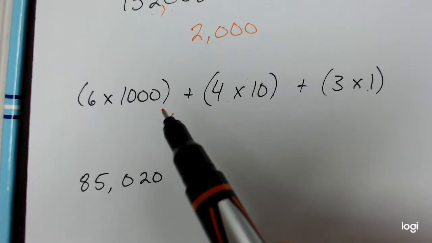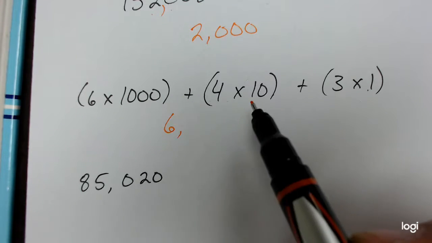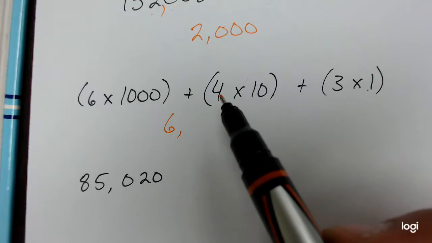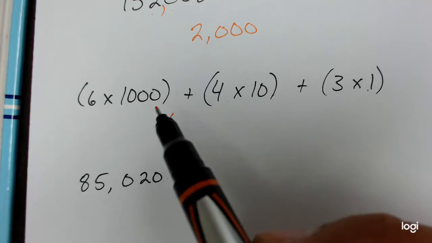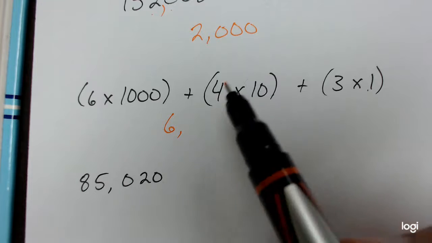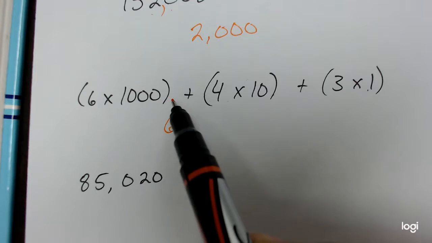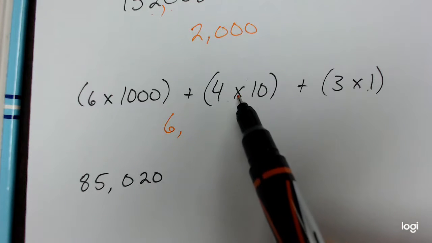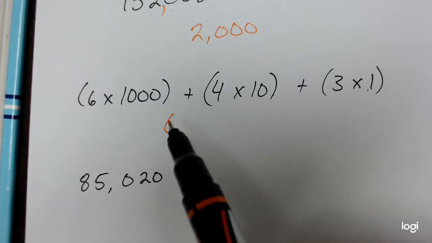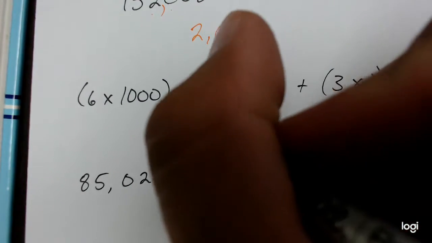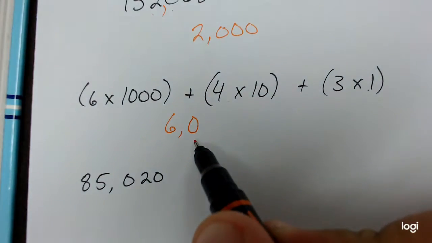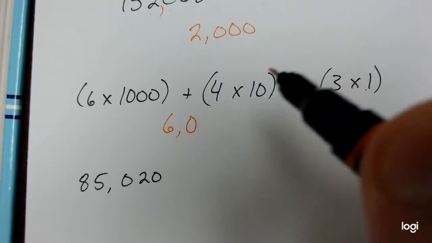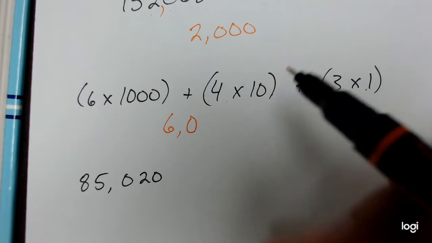Next, I'm looking for something in the hundreds place, but I don't have anything in the hundreds place. If you remember the rules of expanded notation, if there's a 0, then we skip that number and we don't give it a set of parentheses. So since there's no 100, that lets me know that there's a 0 in the hundreds place. So I put 0.